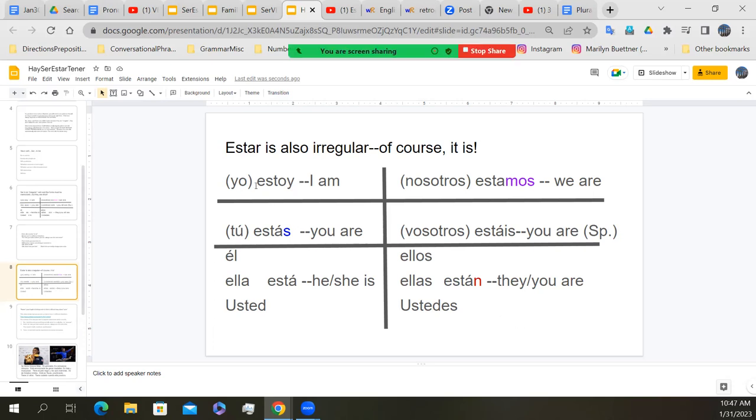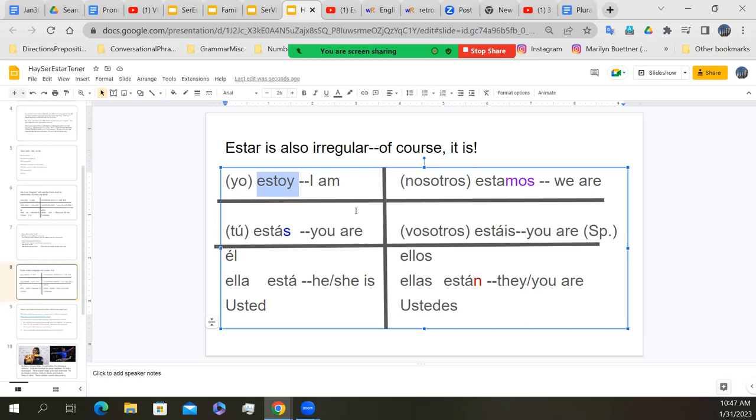And here are the forms of estar. Estoy, I am. Estás, you are, to talk to tú, the familiar buddy, tú. Está, to say he is, or she is, or you are. Está. Estamos, we are, I have somebody with me. It's not just yo by myself. It's mi hijo y yo, my son and I, or mi esposo y yo, my husband and I. We have to add somebody to yo to get to use this word estamos, okay? And then están, for ellos, or ellas, or ustedes, okay?